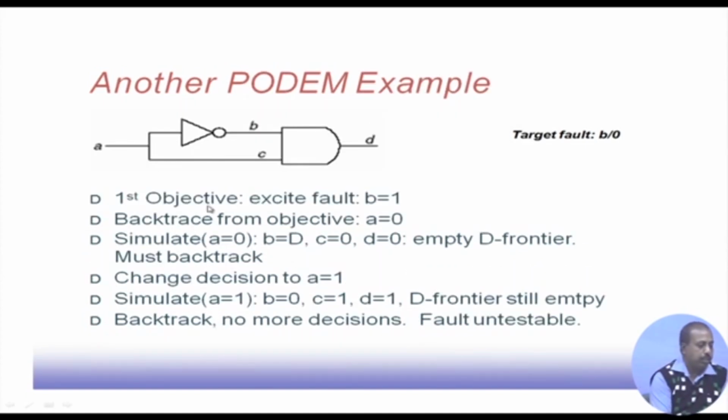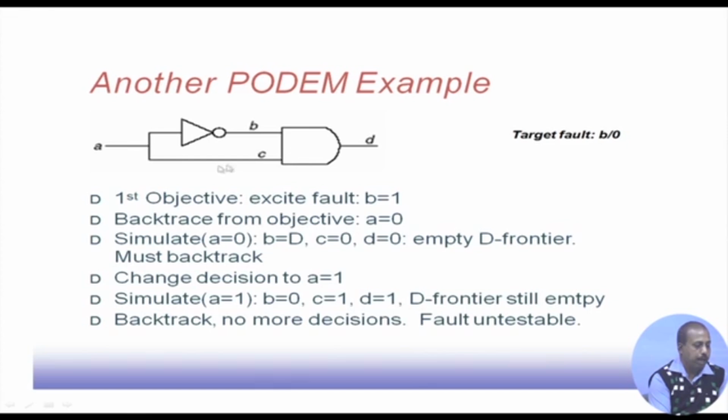Another example that we can look into is that we target B stuck at 0. To excite the fault, we have to have B equal to 1, that is the first objective. If we backtrace, we get A equal to 0 as the objective. Now, we simulate for the event A equal to 0. We see that B becomes equal to D, because that is the point where the fault has to be traced, and then since A equal to 0, C becomes equal to 0 and D becomes equal to 0. So, the D frontier becomes empty.